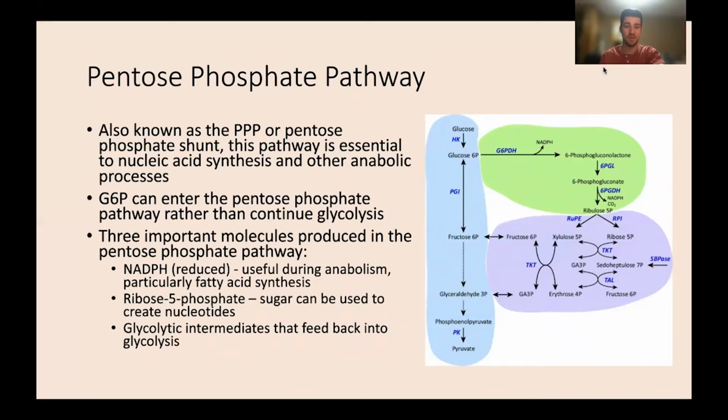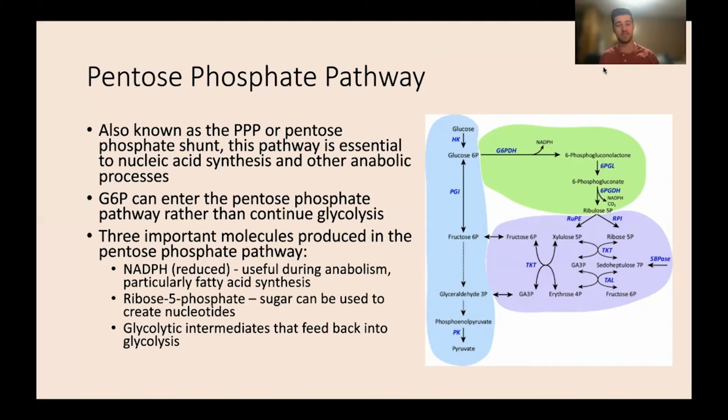So in the pentose phosphate pathway, there are 3 important molecules that are produced. NADPH is probably one of the most important ones, and it's useful during anabolism. NADPH, if you see that H, you know it's a reduced cofactor. So we have NADH, we also have NADPH. This is where the majority of NADPH in your body is created. And that molecule is pretty useful during anabolism, specifically with fatty acid synthesis, we see it used.